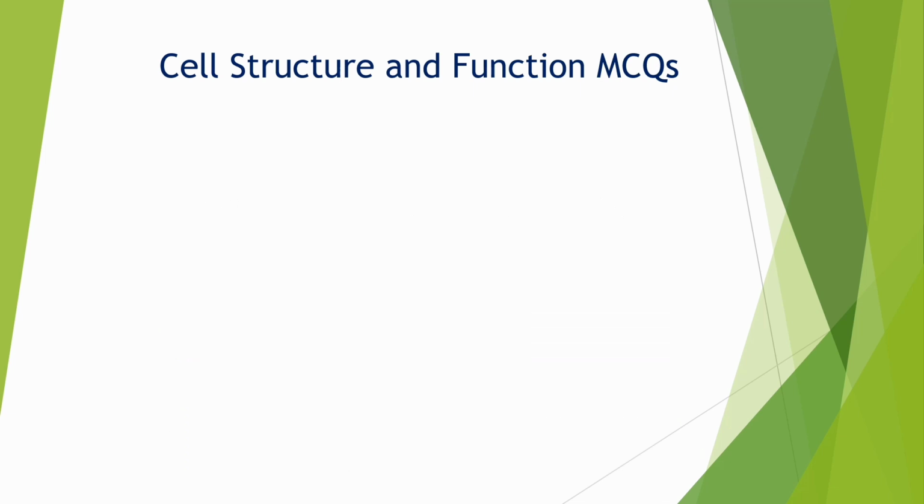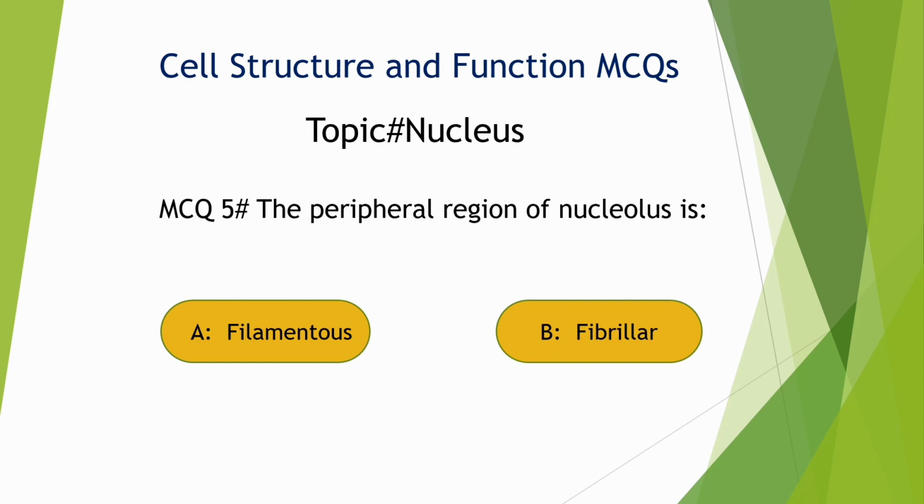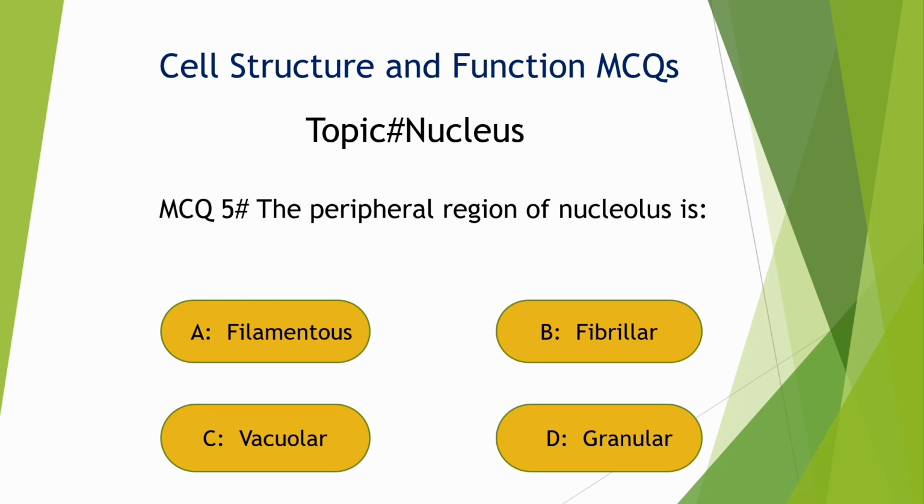Cell structure and function MCQs. Topic Nucleus. MCQ number 5. The peripheral region of the nucleolus is A filamentous, B fibrillar, C vacuolar, D granular. The correct option is D, granular.